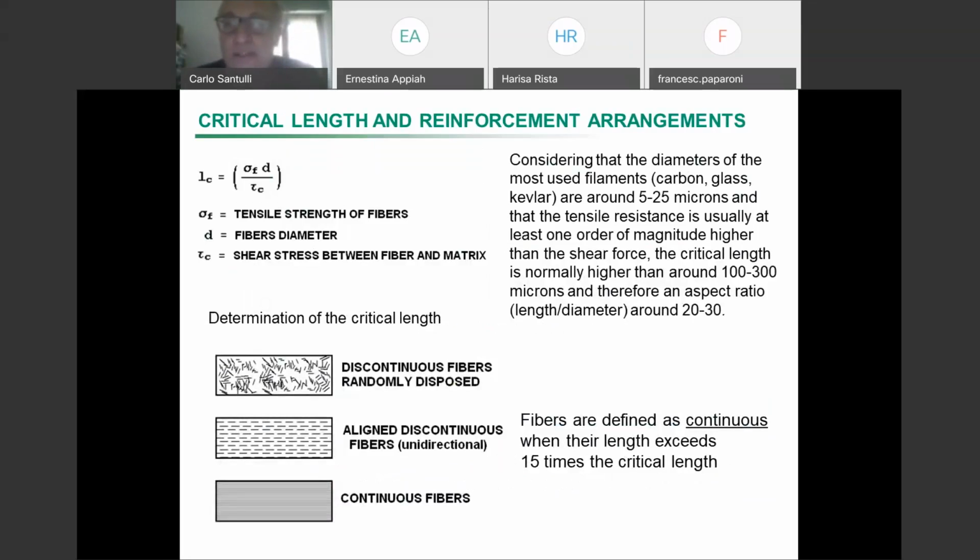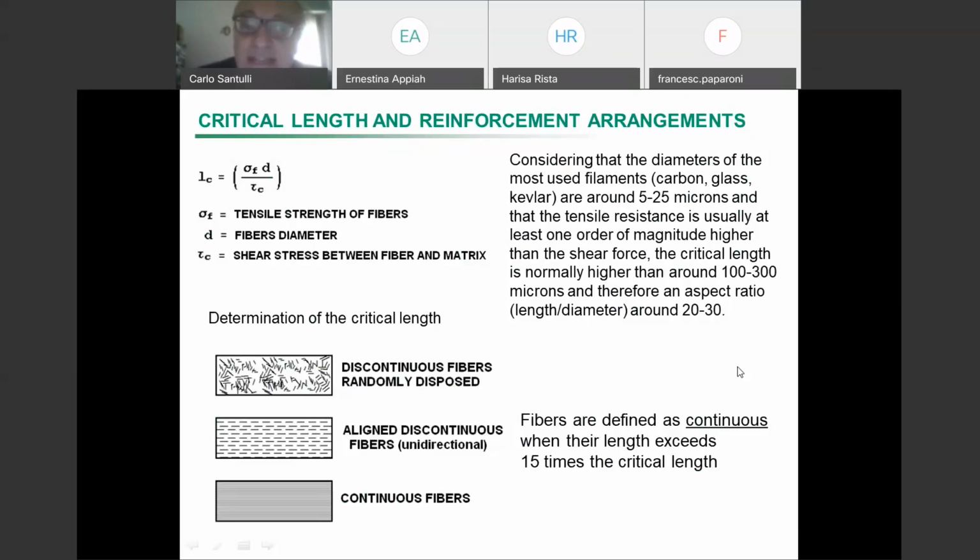How do you measure the critical length? Of course, the load which is applied between fiber and matrix, any adhesion load, is a shear load, a shear stress. So you need to consider the diameter of the fibers, which might be very different. Glass fibers get to 25 microns. Carbon fibers are much less, you can get as low as 5 microns. Kevlar fibers are in between.